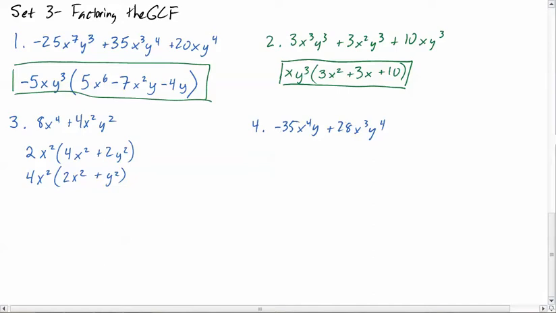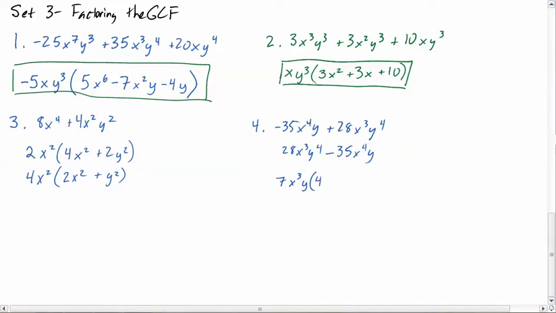Now, I would kind of be iffy on that in this case because this is not in standard form, is it? Really, the 28 should be first. So I'm going to do that first. I'm going to rewrite it as 28x to the third y to the fourth minus 35x to the fourth y, which means that now all I really need to take out is the 7. X's, well, this one's got 3, that's got 4, so I can take out 3 of them. And then y's, y to the fourth and y, so I can take out a maximum of 1y because this one only has 1.